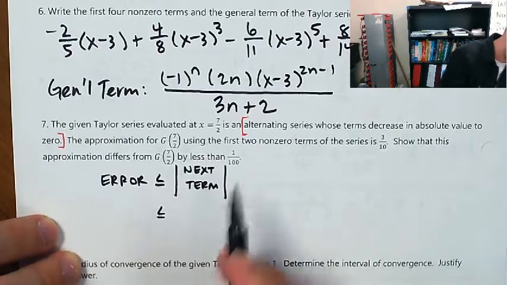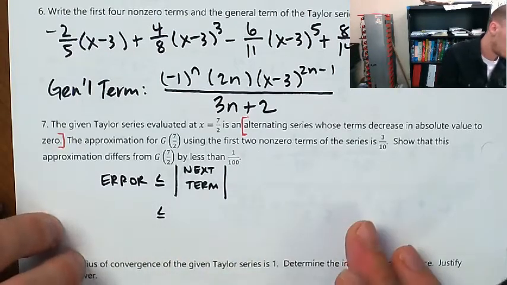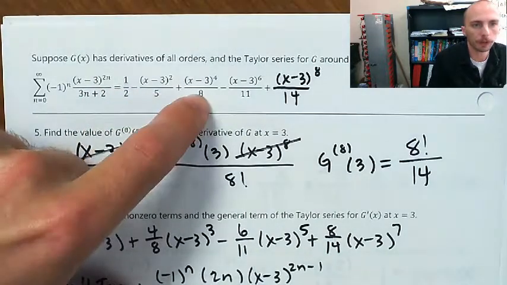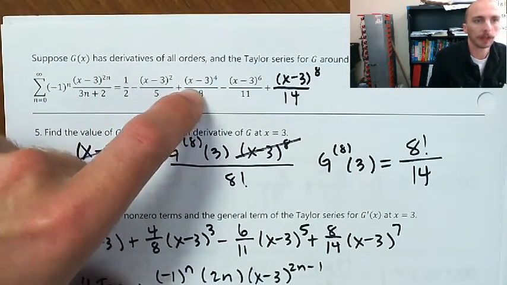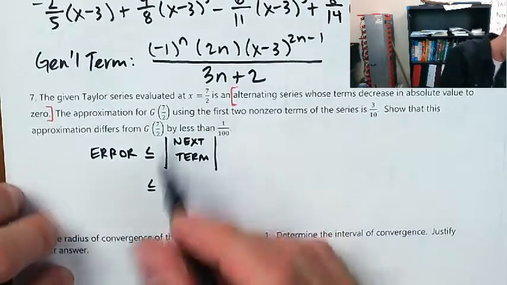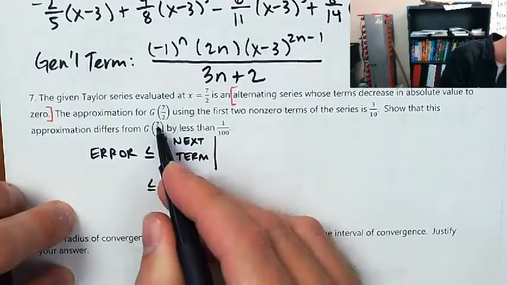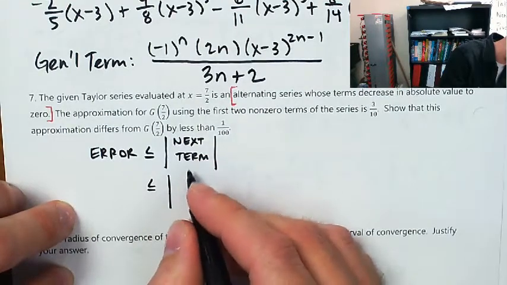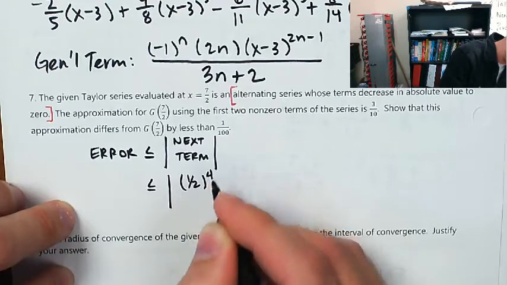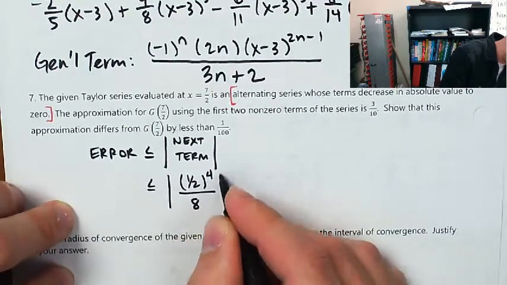Which would be, if I used g, and that's this one right here. If I use the first two terms, then the third term is the error bound. I'll take the absolute value of (x minus 3) to the 4th over 8. x is 7/2, so 7/2 minus 3 is 1/2, to the 4th, divided by 8.